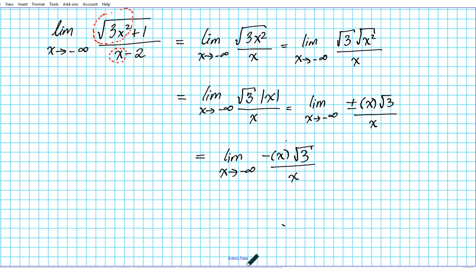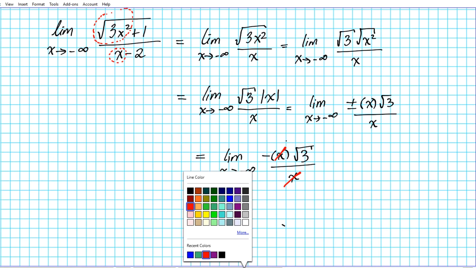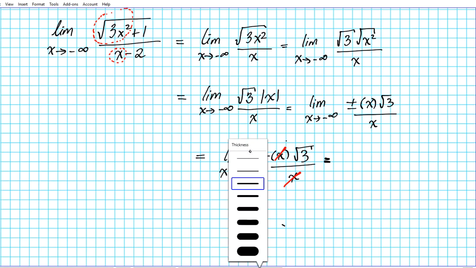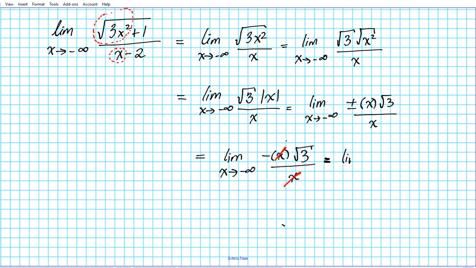Alright? Now let's go ahead and reduce. We can now reduce this x, and this one divides out, and that gives us the limit as x approaches negative infinity of negative root 3 over 1, or just negative root 3, and then you can clearly see that the final answer is negative root 3.